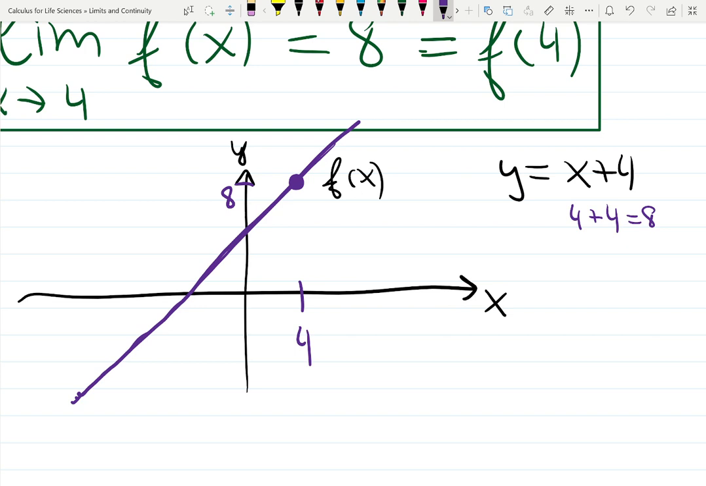What do you think about this? Yes. If you didn't get 8, would this answer be it's not? Discontinuous. Yeah, exactly. We can make a note about this right now.